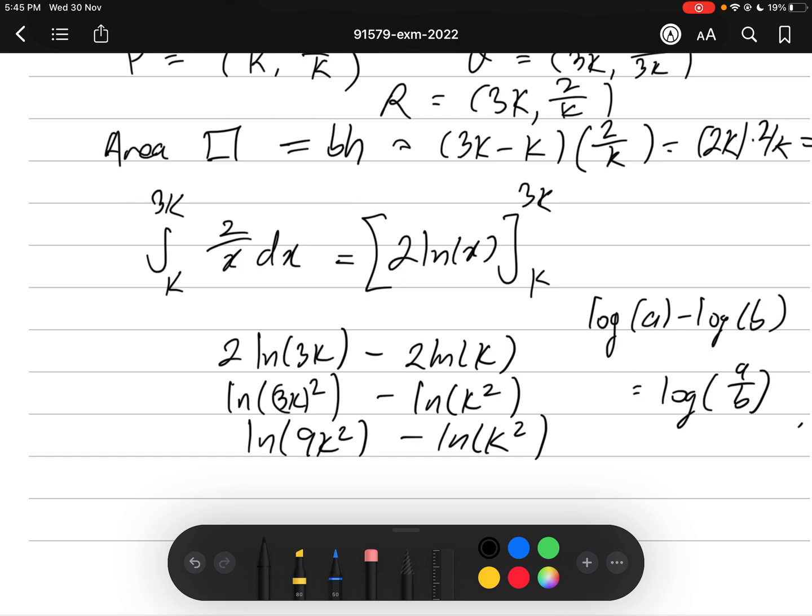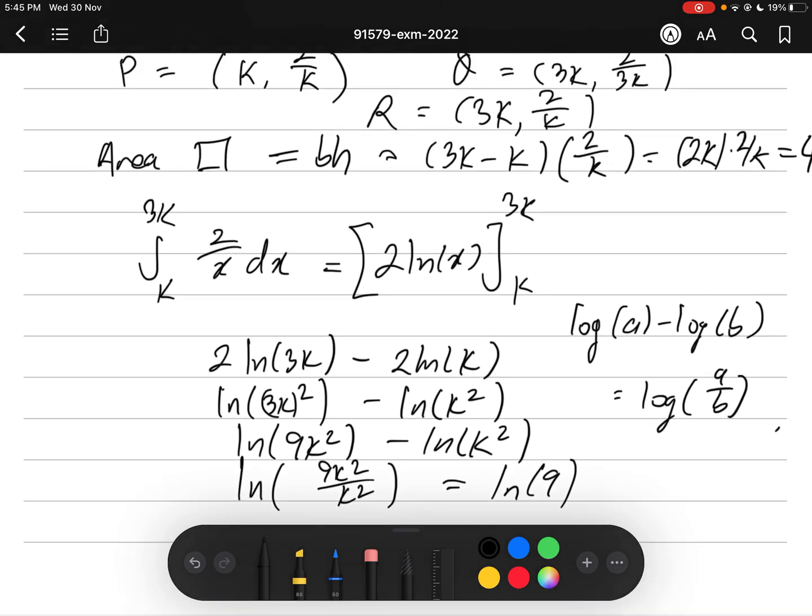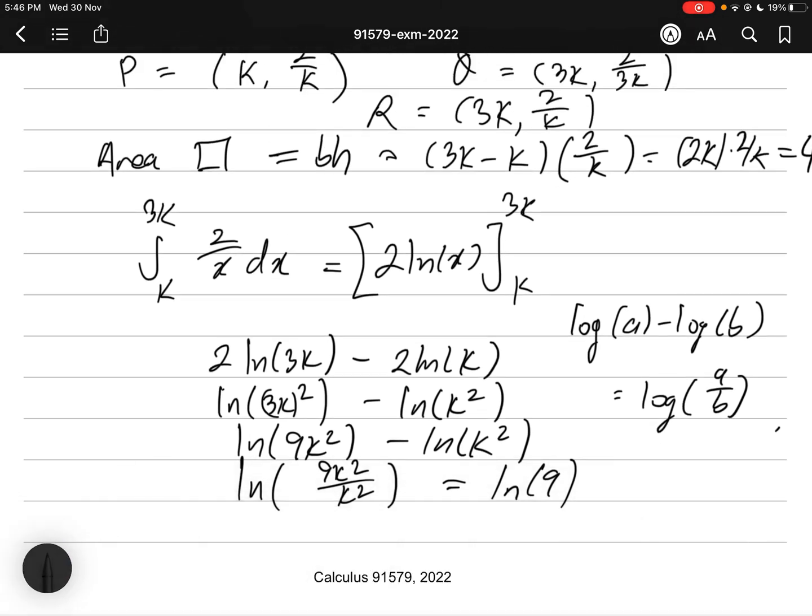If you're not familiar with them, it's not really clear what you do with 2 ln of 3k minus 2 ln of k. It's pretty hard to do anything with it unless you know your log rules. So in this case, we're going to have ln of 9k squared over k squared. That is just ln of 9. Okay, great. So now we have the area of the rectangle. The area of the rectangle is 4, and the area of the red area is ln of 9. So we can see that the shaded area is equal to 4 minus ln of 9. And we are done.